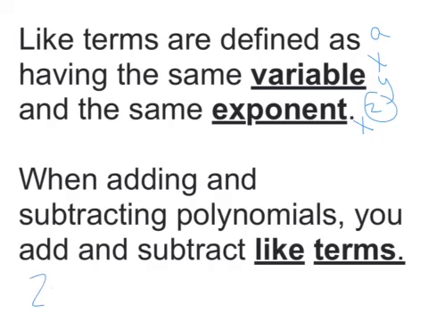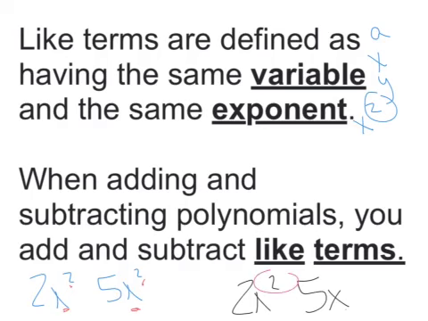So 2x squared and 5x squared are like terms because they both have the variable x and an exponent of 2. Now 2x squared and 5x, though, are not like terms because they have the same variable, but they do not have the same exponent. Okay, so when we're adding and subtracting, we're looking for like terms. Same variable, same exponent.